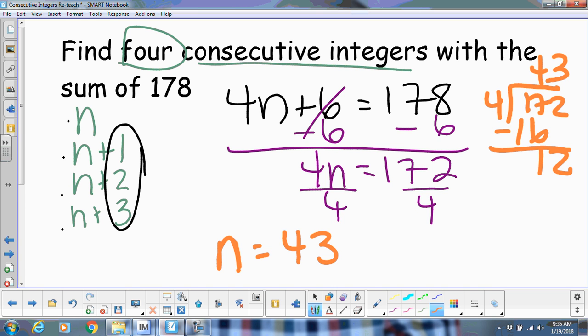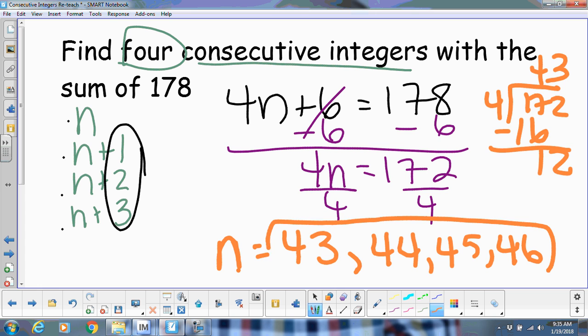That's just the first one. It wanted 4, so 43 is the first. That gives me 44, 45, and 46. Okay, we did kind of cover consecutive integers right before your exam because there were some in your review. So this shouldn't be completely new to anybody.